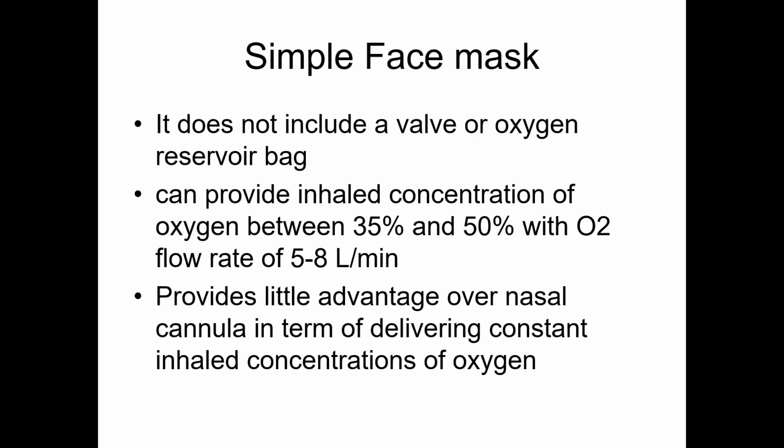The simple face mask does not include a valve or oxygen reservoir bag. It's just a mask we put on the patient's face. It can provide an inhaled oxygen concentration between 35 and 50%, which is good, with an O2 flow rate around 5 to 8 liters per minute. It provides little advantage over the nasal cannula. That means with a nasal cannula we can give around 44, here we can give 50, in terms of delivering constant inhaled concentrations of oxygen.